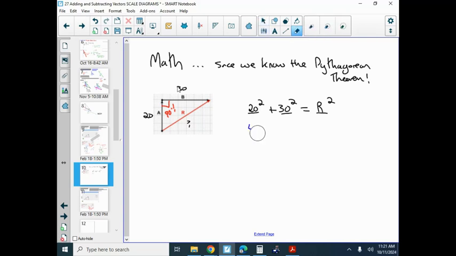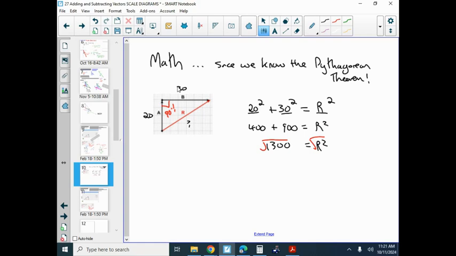We have the 20 squared and the 30 squared. So we have our 400 plus the 900 equals r squared. And so then we can just add those up and take the square root, right? So add those together, you get 1300 equals r squared. You can just do the root of both sides.